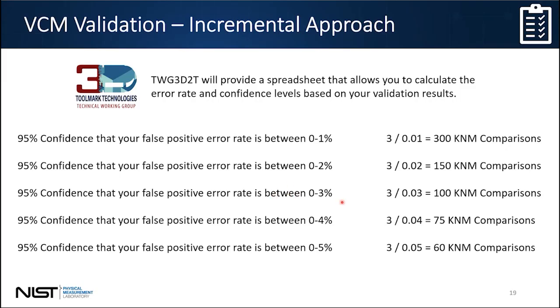If ever asked, you can quote that for this validation study, I achieved a false positive error rate between 0 and 3%. And then as you build this pool of comparisons in your validation over time, whether that's through routine proficiency testing, competency testing, then once you reach the next milestone at 150 known non-matching comparisons, then you can quote 0 to 2%. Get to 300, you can quote 0 to 1%.